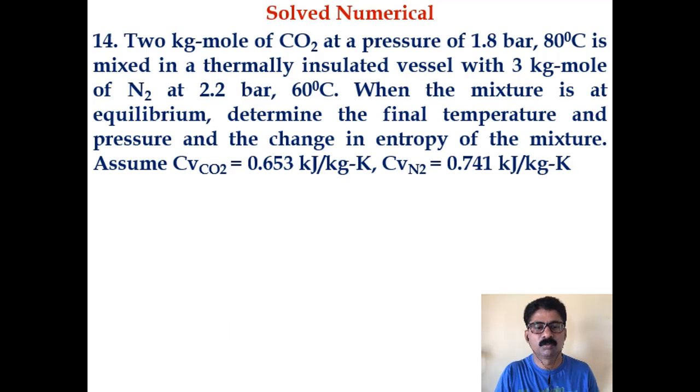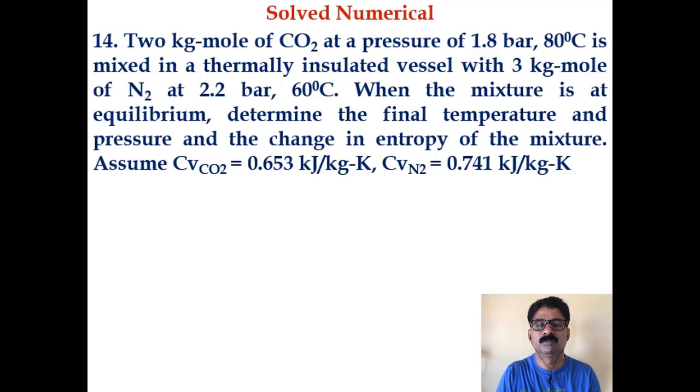Now let us solve one more problem. 2 kg mole of CO2 at a pressure of 1.8 bar and 80 degrees Celsius is mixed in a thermally insulated vessel with 3 kg mole of N2 at 2.2 bar and 60 degrees Celsius. When the mixture is at equilibrium, determine the final temperature and pressure and the change in entropy of the mixture. Assume CvCO2 is 0.653 kilojoules per kg per Kelvin and CvN2 as 0.741 kilojoules per kg per Kelvin.